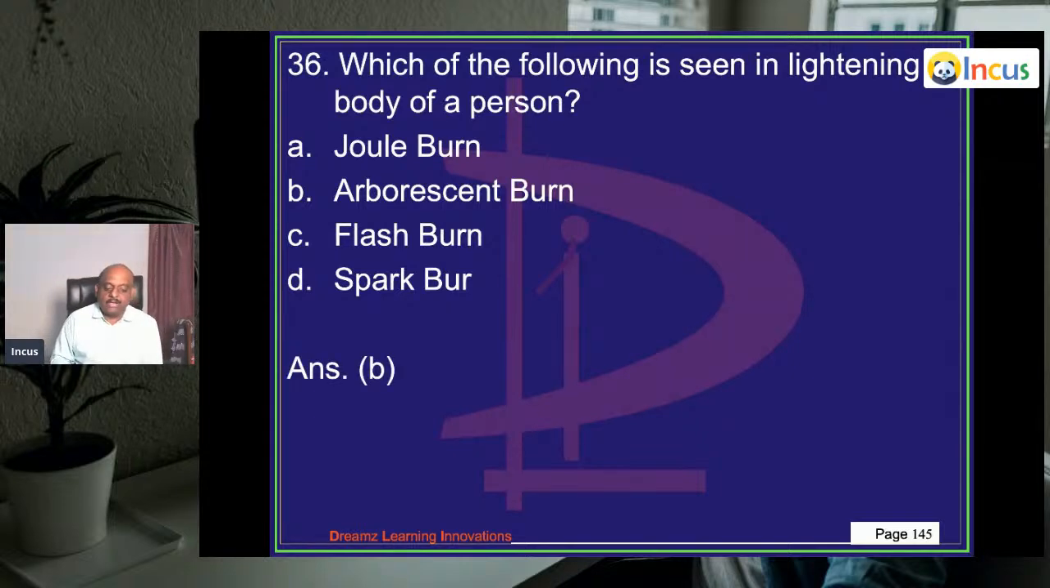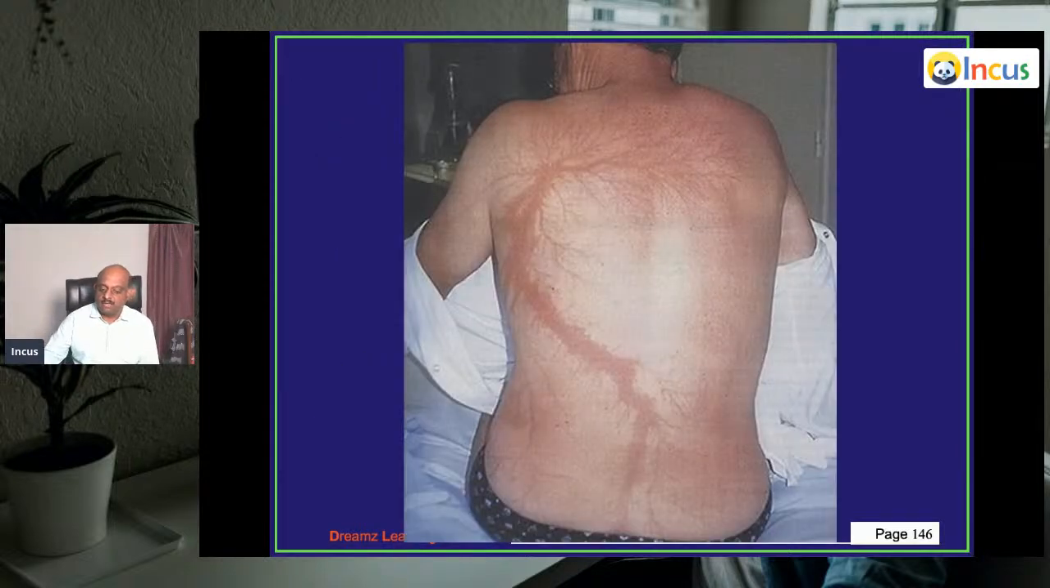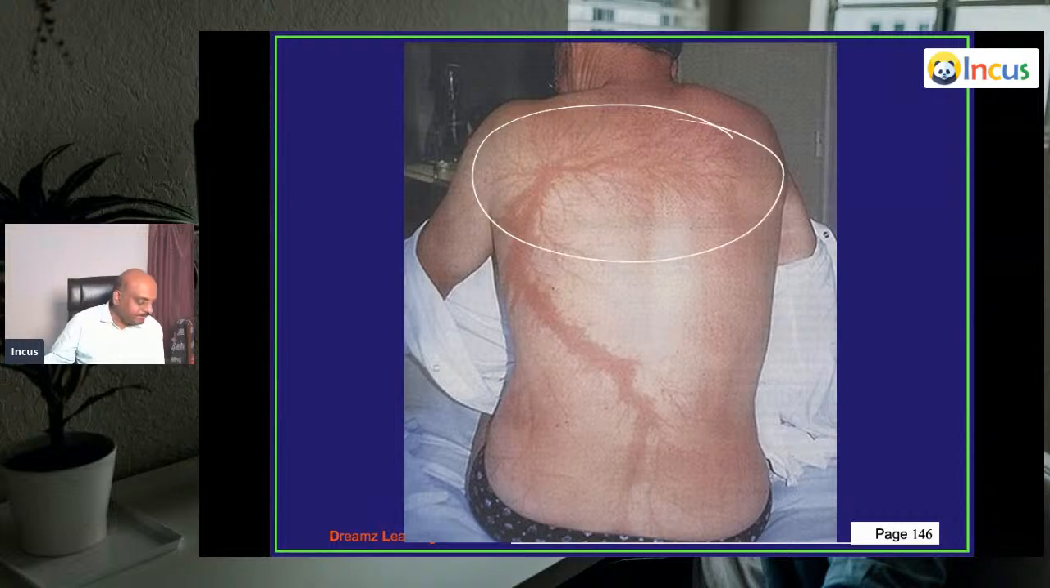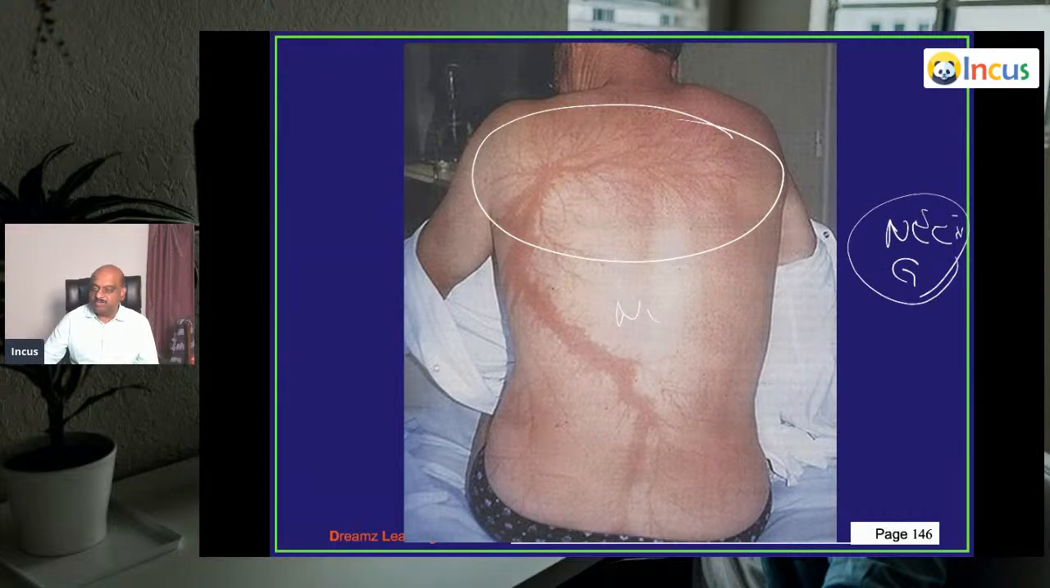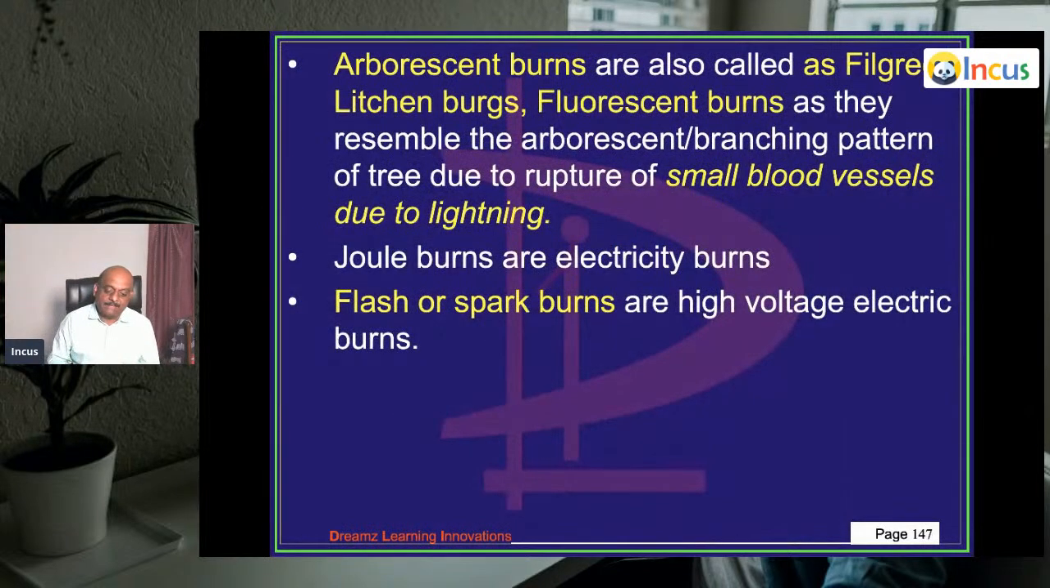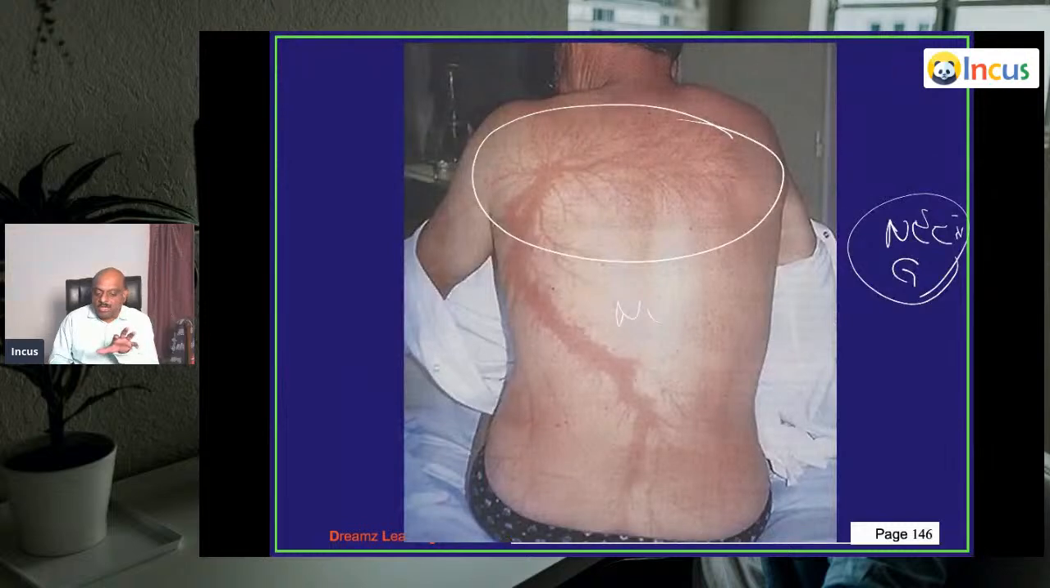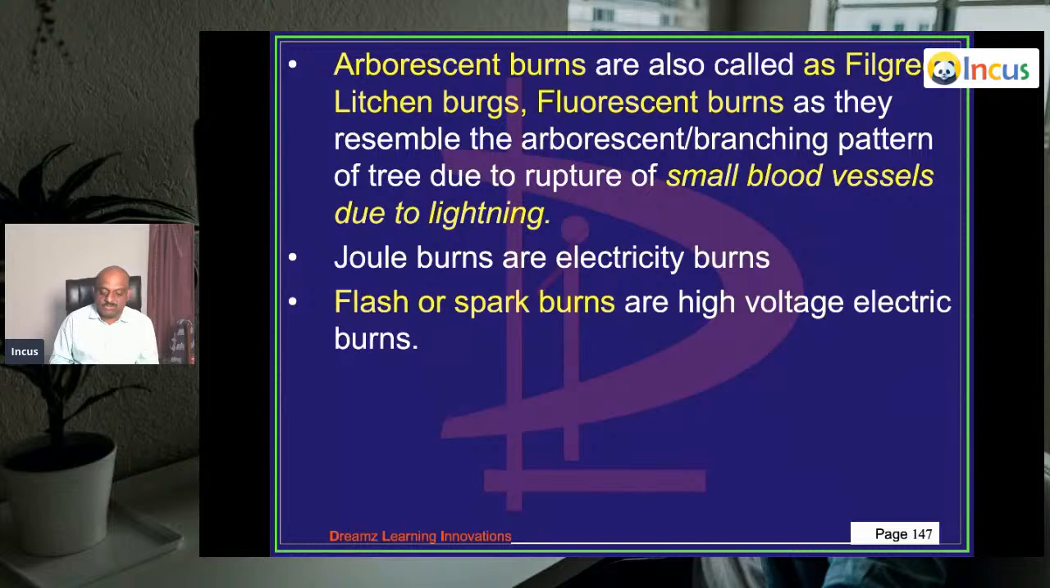Like an ink, will lead to arborescent burn, the lightening. Tomorrow, in NEET PG, this is going to be an image-based MCQ. Murali Bharadwaj will come to your memory in the exam hall. Definitely will come. Tell him Lichtenberg's figures. It is due to the rupture of the small blood vessels due to the lightening, which leads to this kind of arborescent burns. Towel burns, electricity burns. Flash burns or high voltage electric burns.